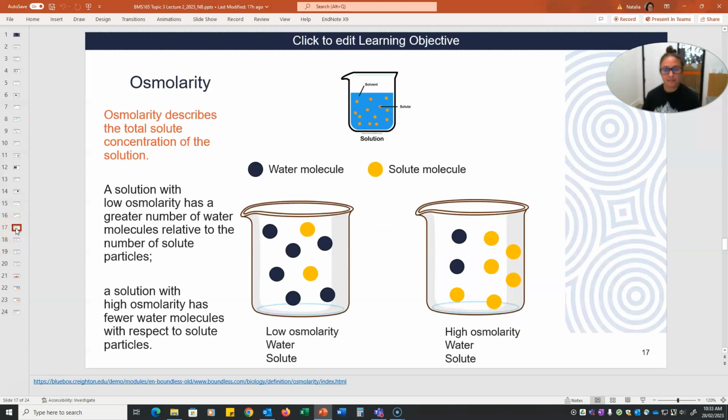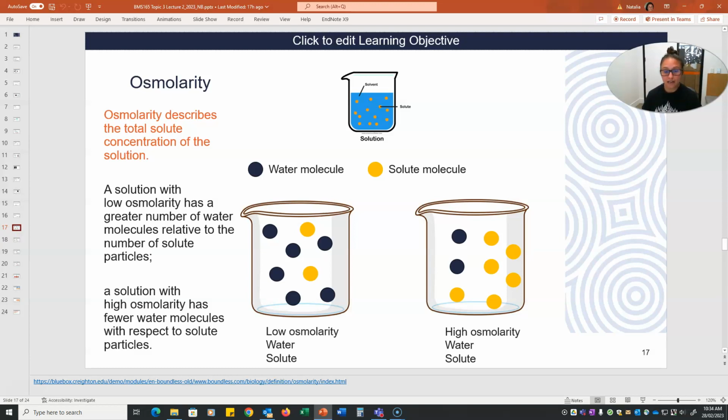Right, let's have a look at this concept. This is a really important concept because it's going to come up again and again with regards to such things as blood. So we need to really get our heads around what this word means. Osmolarity just refers to how much solute you have in a solution. How much solute you have in a solution.